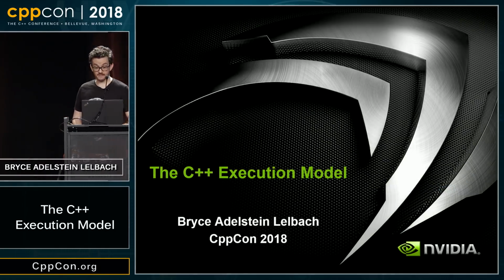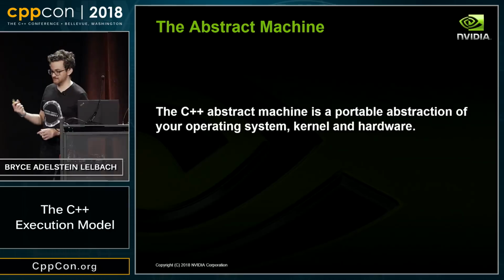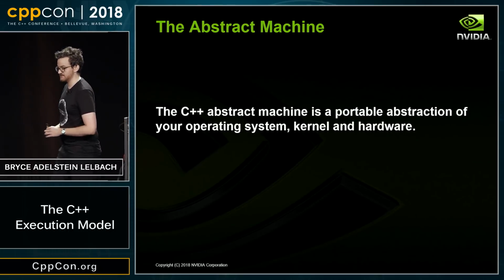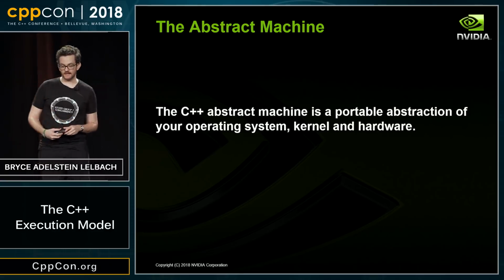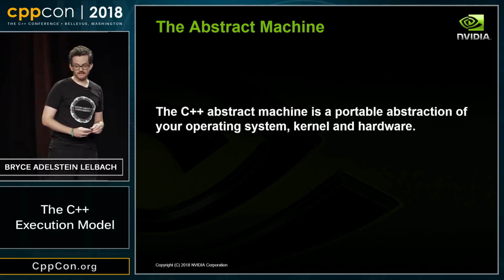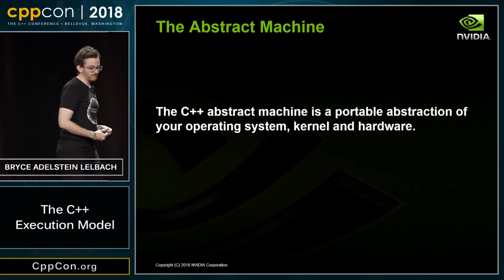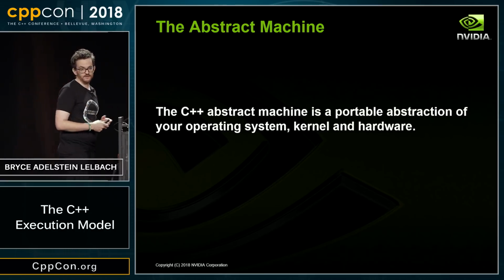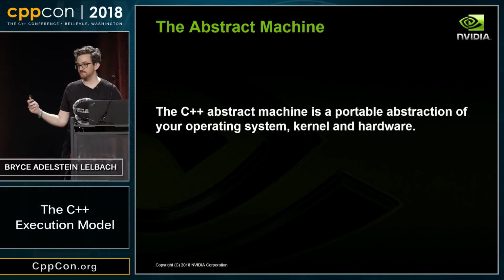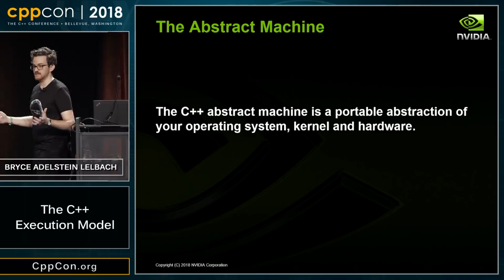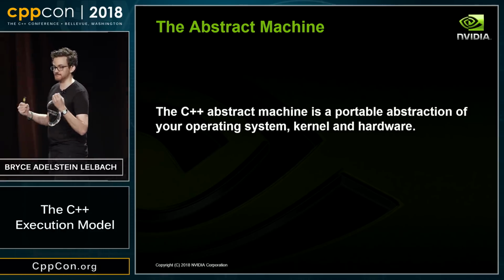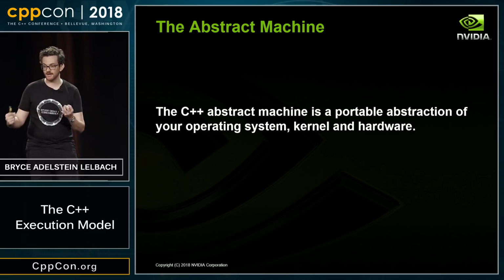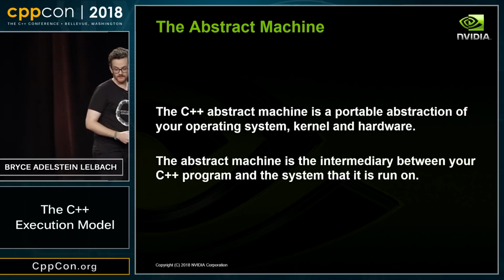So let's actually get started now. The C++ execution model. We're going to start by talking about the C++ abstract machine. So what is the abstract machine? The abstract machine is a theoretical model in the standard. It's a portable abstraction of your operating system, your kernel, and your hardware. We as C++ programmers are all familiar with the use of abstractions. And I think that the C++ abstract machine is the most fundamental abstraction. It's the first abstraction upon which all other abstractions are built.